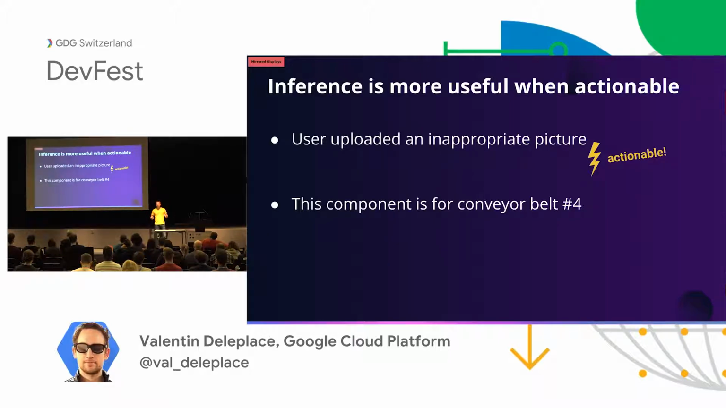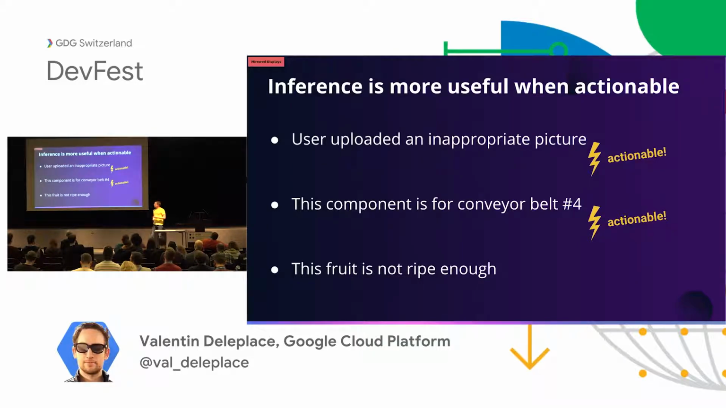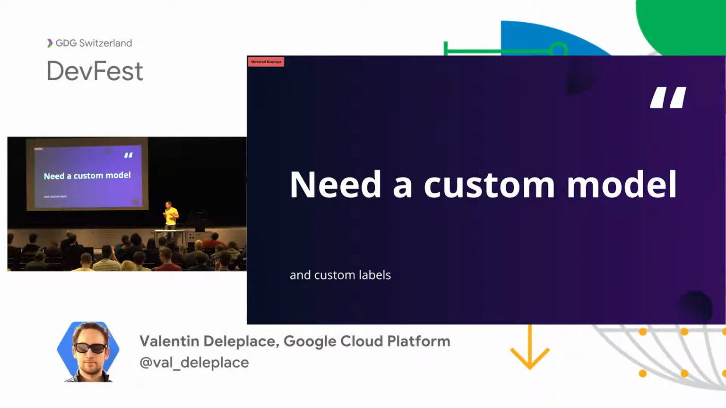Maybe I'm in a factory and I take a picture of the next item, and it looks like an item that is supposed to go on conveyor belt number 4. This is really actionable. It means tell the robot to take it and put it on conveyor belt number 4. Another sample is this fruit doesn't look ripe enough. It's supposed to be a lemon, but it looks green. This is really actionable. It means don't sell it on the market today, put it aside and wait for tomorrow. Okay, so what I need is a custom model and custom labels.